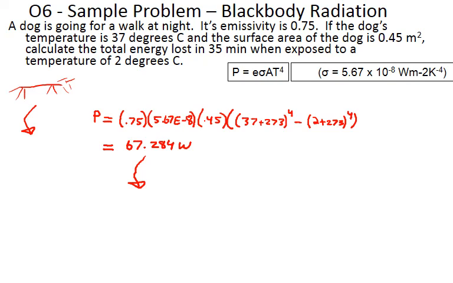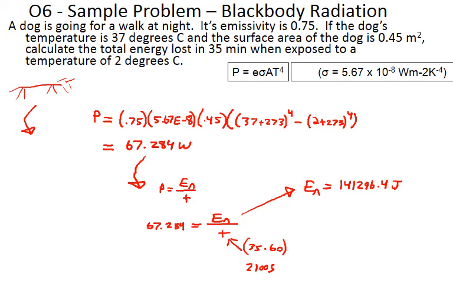power coming out. And then after 35 minutes, we can figure out, we know power is energy over time, and our time is 2100 seconds, and so this is going to be 141,000 joules is what the dog is going to emit outward.